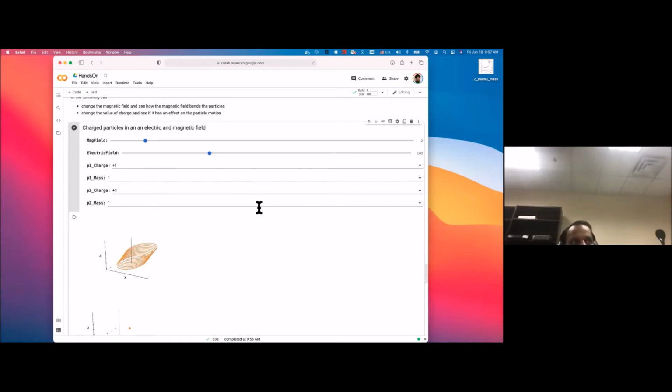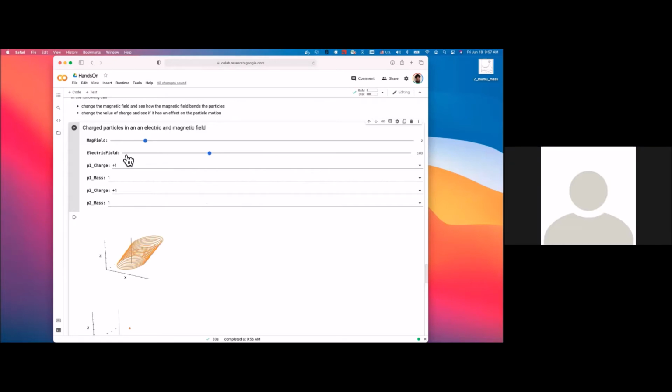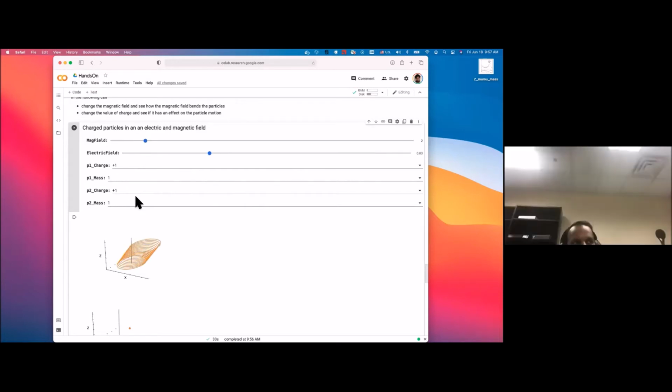Now, what I would want you to do is change the charge of the particle, put the electric field to 0, and then do it and show me what you get. So in this case, both of them are positive. So you choose the second particle, the charge of B2 as -1, and show me what you get. Can you do that?